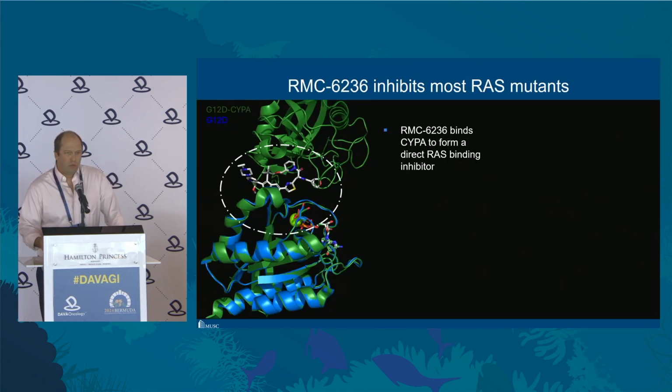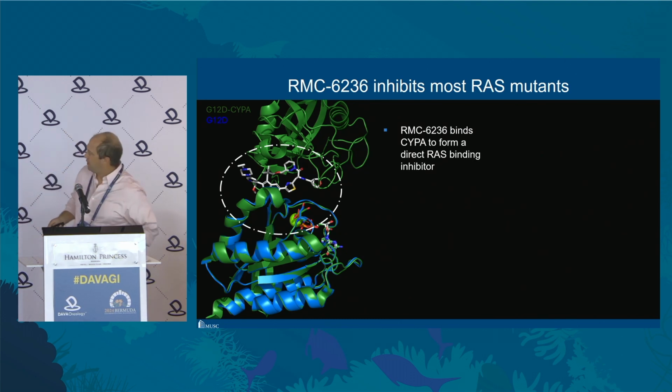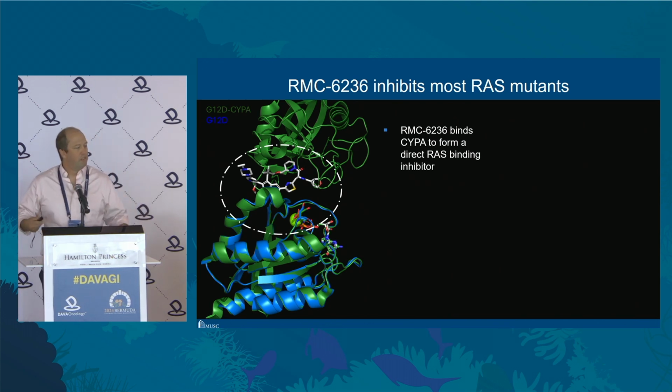I've told you that the G12R structure is very different. So how does it actually inhibit G12R? I'm going to go back to structural biology. This is my roots, but for those of you who are unaccustomed to looking at these, I'm sorry. Effectively, you can see here the green structure up at the top is CYPA, or cyclophilin, and this is the RMC inhibitor. The green structure on the bottom is G12D bound to CYPA. The blue structure is G12D by itself. And you can see they look identical.